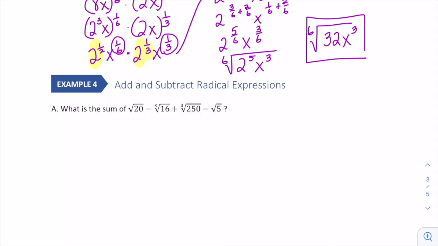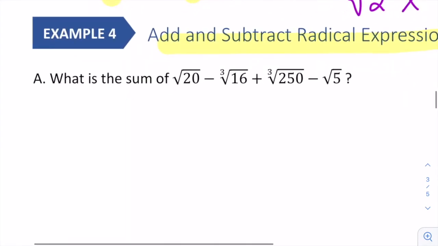Okay, let's go on to example 4. Now we're going to add and subtract radical expressions. And remember, we need to have like terms whenever we use addition and subtraction. So just looking at these terms, none of them are the same. We have square root of 20, cube root of 16, cube root of 250, and then square root of 5. So what we can do is simplify and see if we have any like terms.